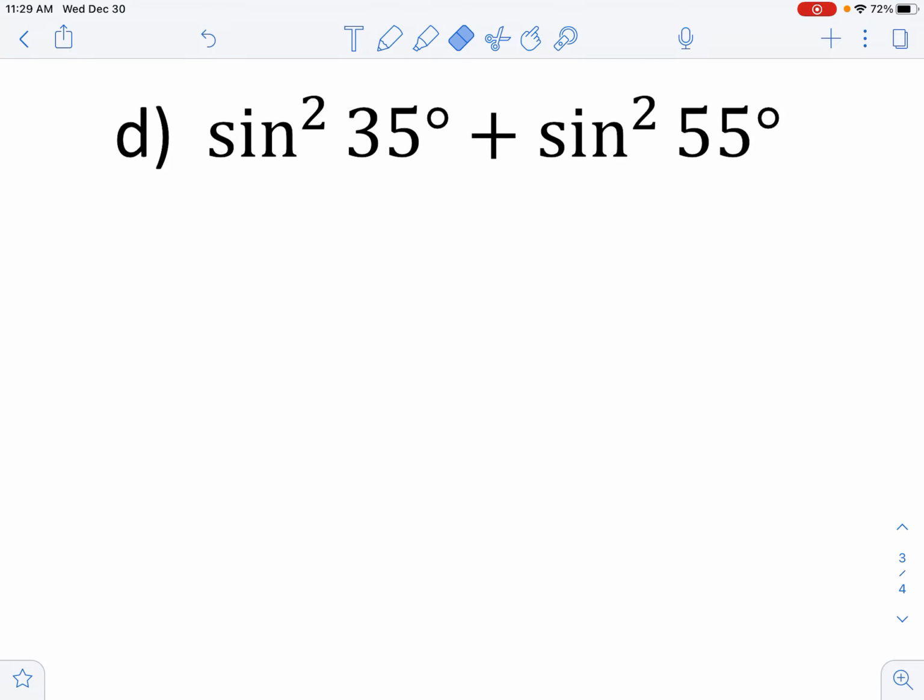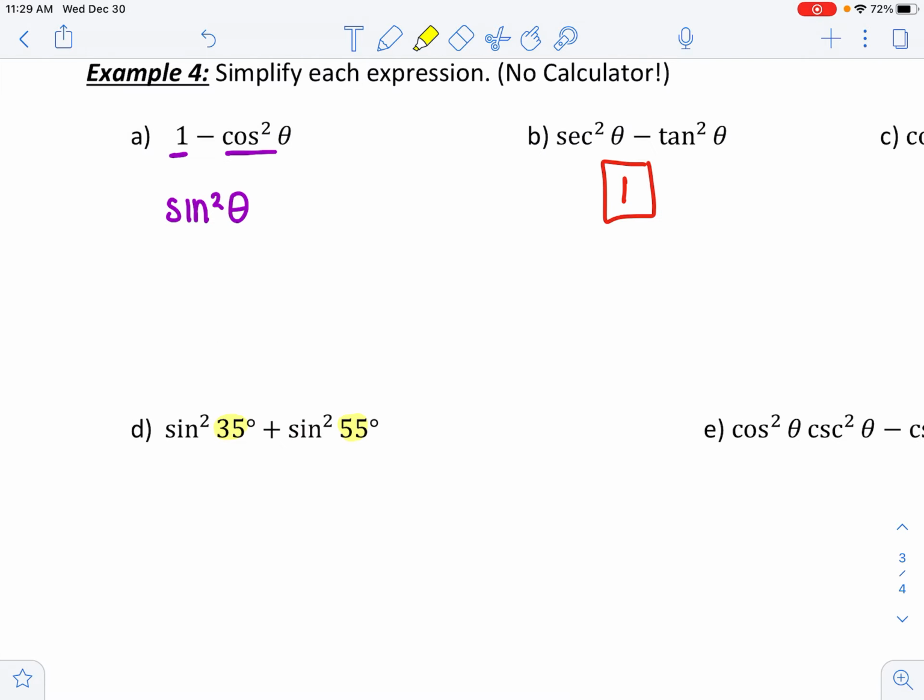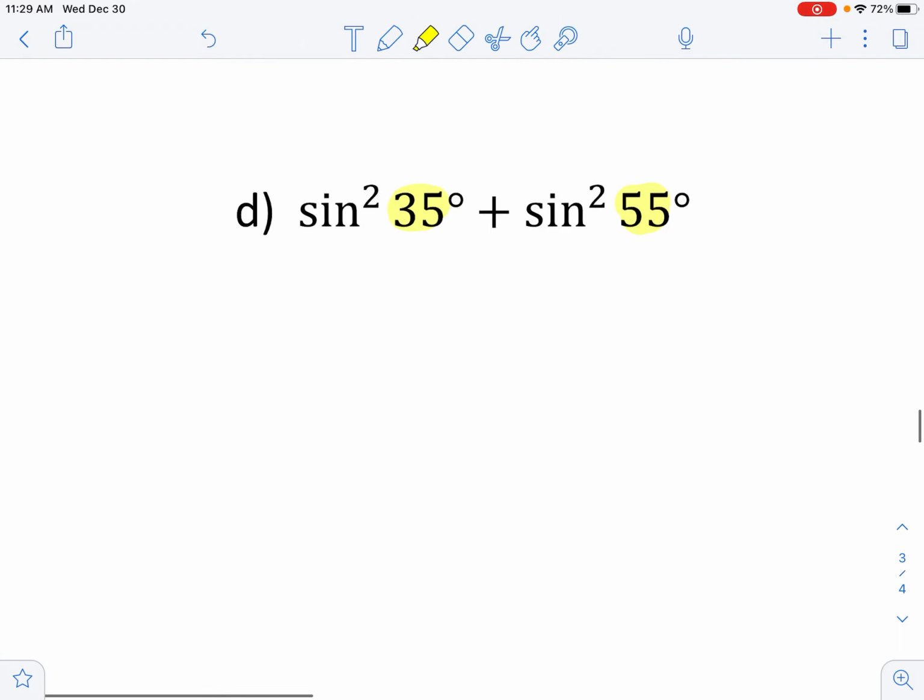Okay, so first off, I see they're two different angles here. I see a 35 and a 55, and I can't work with that unless they're the same. On the 3 above, they were all theta, so they were all the same angle. These are not the same angle. So remember what I have to do. I have to keep 1, get rid of 1.